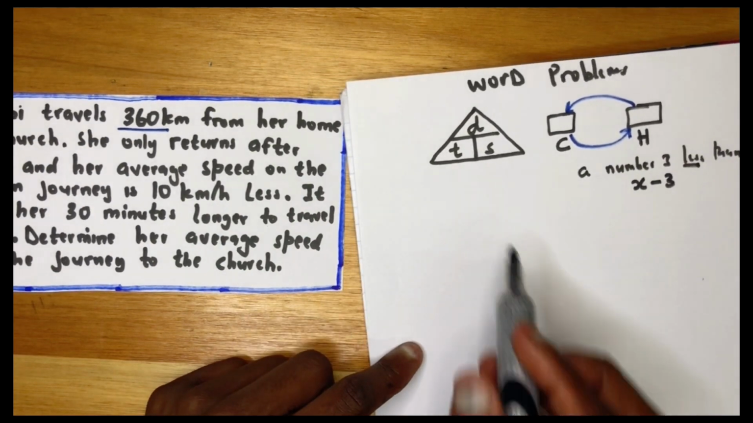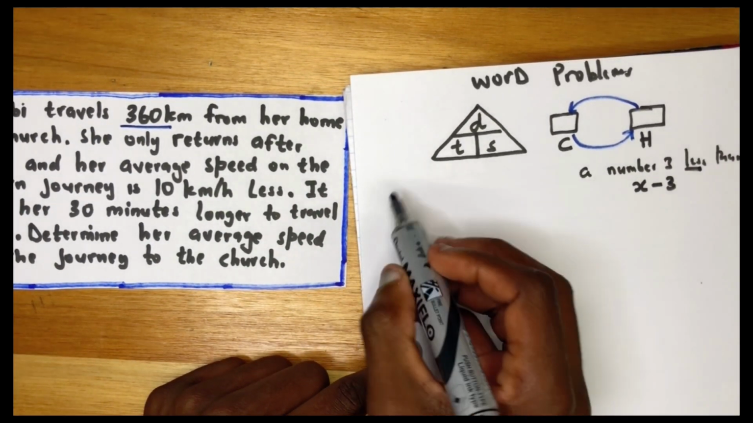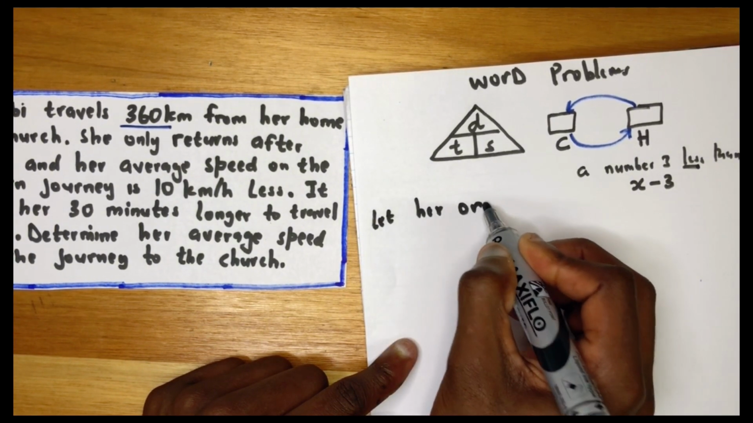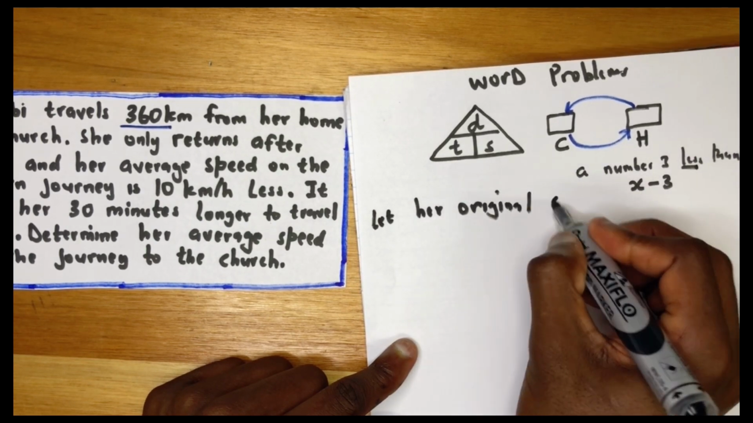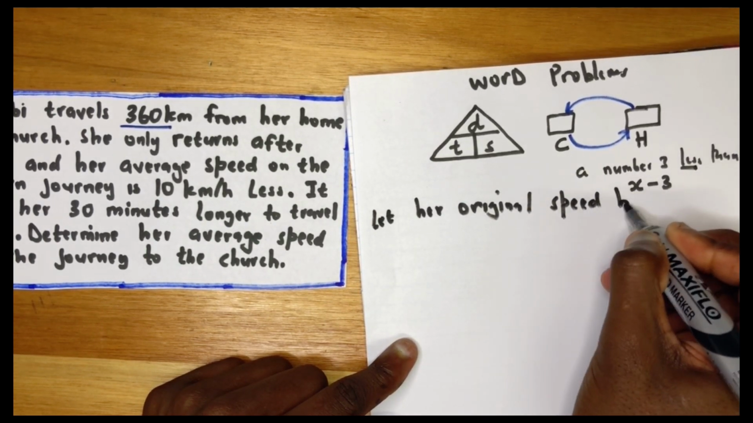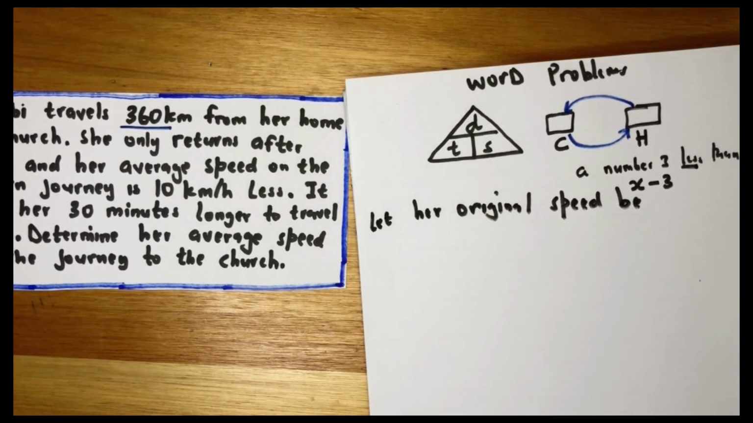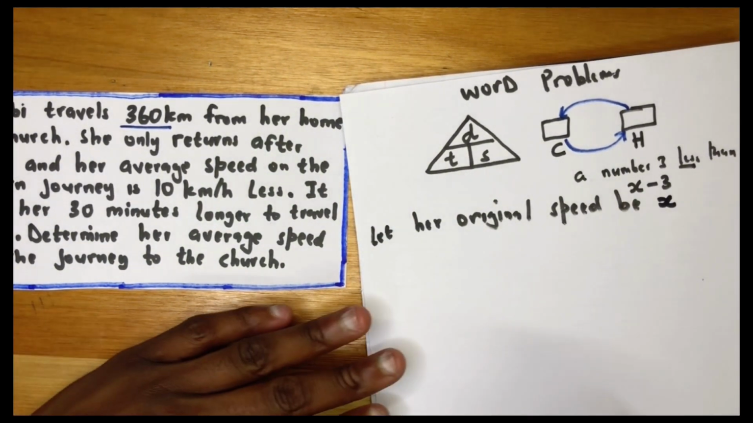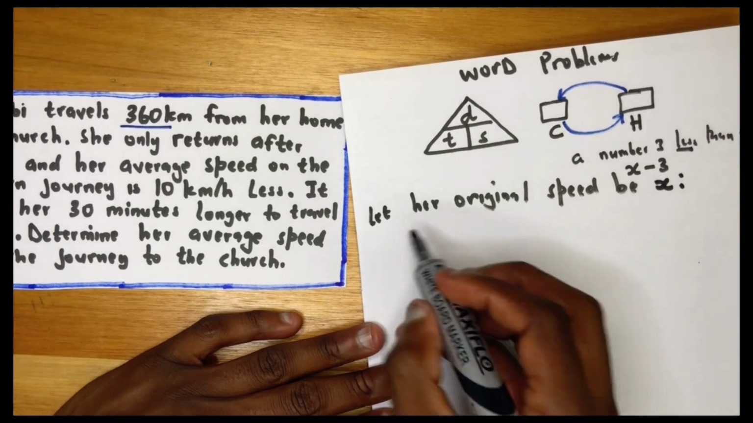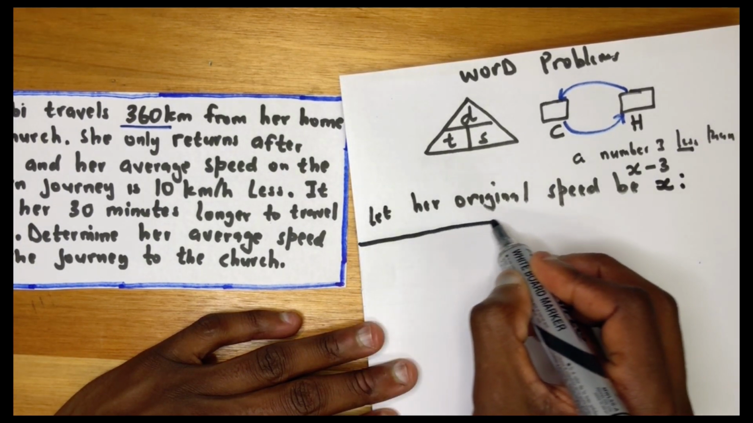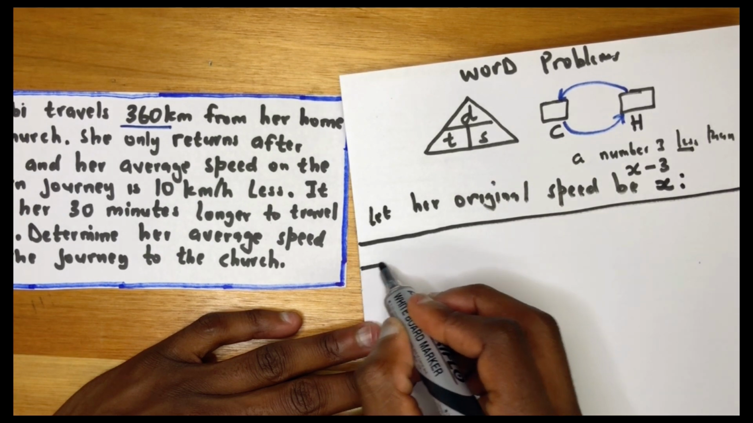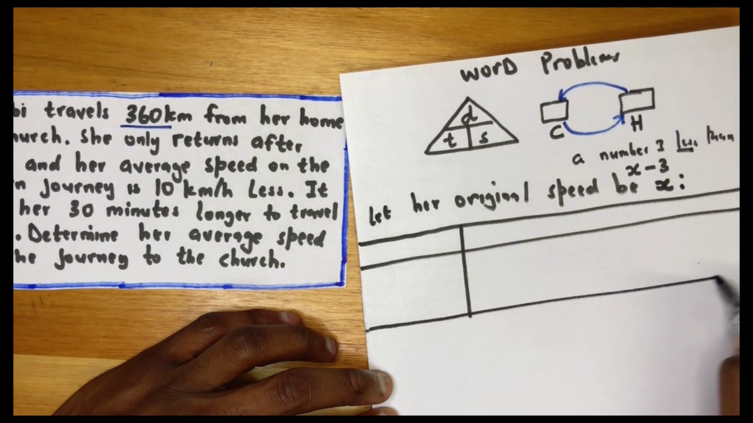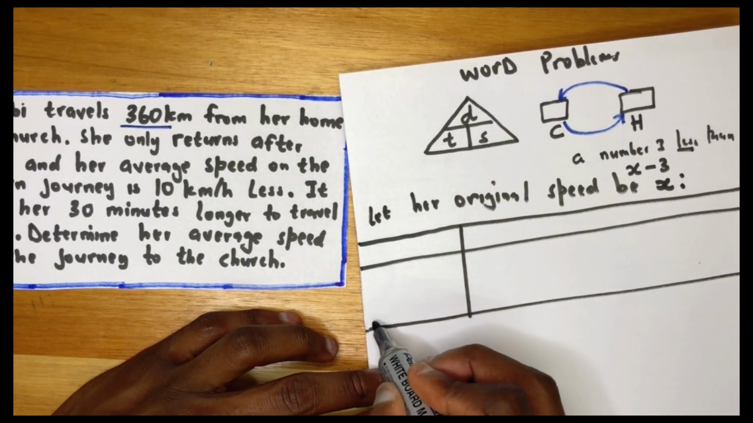So in this case, guys, we don't know her original speed, so I'm going to let her original speed be any variable holder, good people. It can be x, it can be y, it can be m. So I'm going to set it to be x. Then in order for me to make this look easy for us, I'm going to make the table here. That will make things easy for both of us.